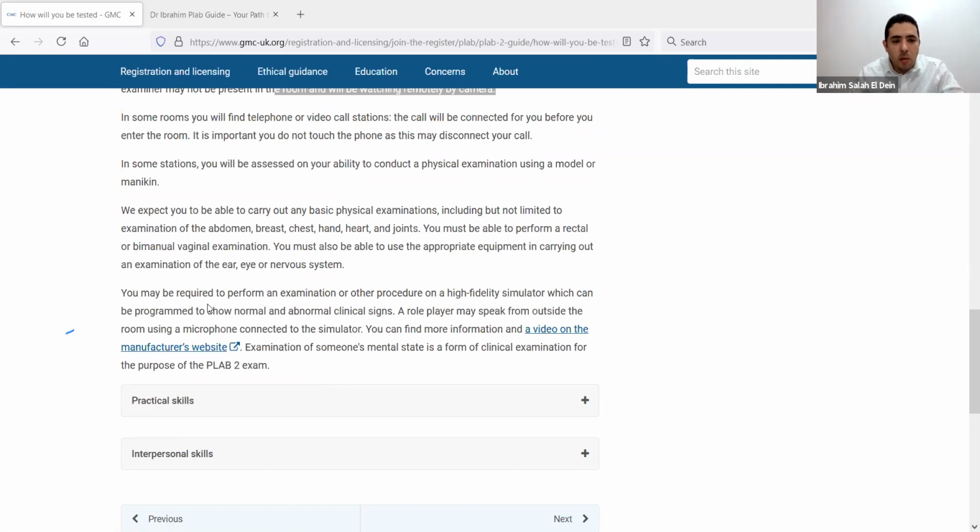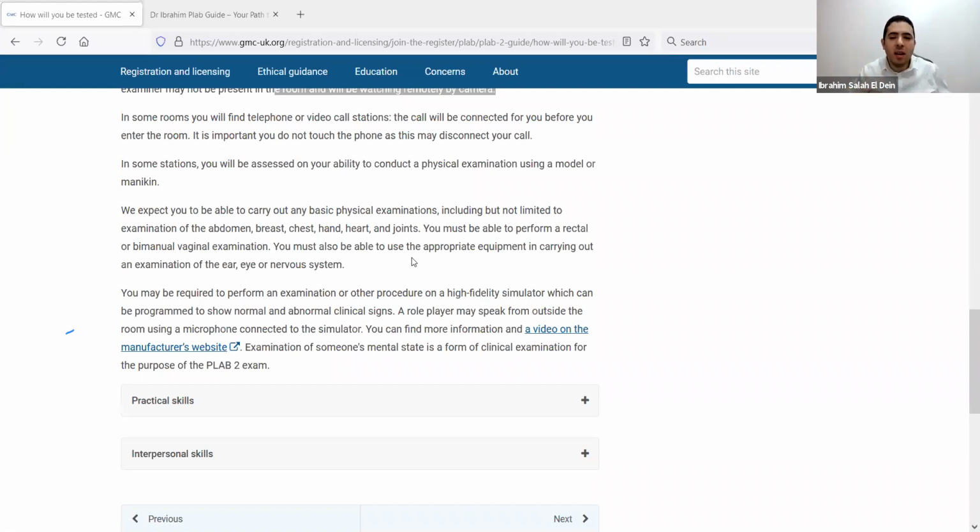Maybe you may be required to perform an examination or other procedure on a high fidelity simulator, such as SimMan, which can be programmed to show normal and abnormal clinical signs. A role player may speak from outside the room using a microphone connected to the simulator. Okay, so this is a mannequin, yeah, but it will give you reactions. But these reactions are a little bit limited.